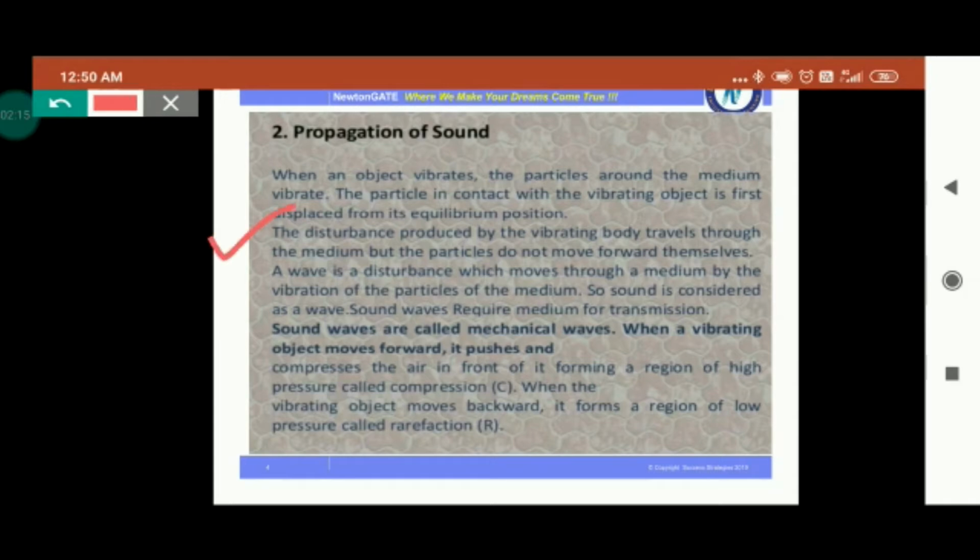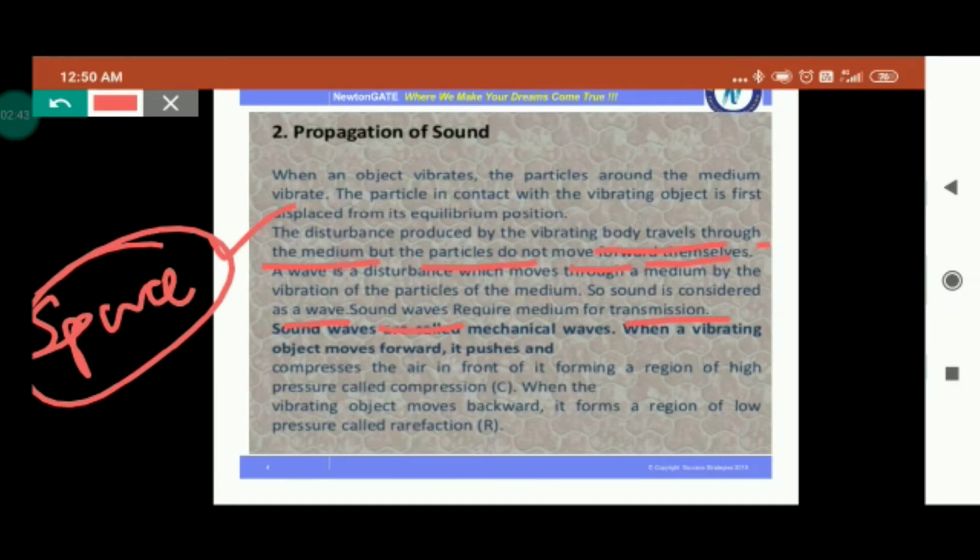Next, the disturbance produced by the vibrating body travels through the medium, but the particles do not move from their own positions. A wave is a disturbance which moves through a medium by the vibration of particles of the medium. So, sound is considered as a wave. Sound waves require a medium for transmission. In vacuum or in space, sound waves cannot travel. So, it requires a medium like the atmosphere, that is air, a solid, or any liquid.